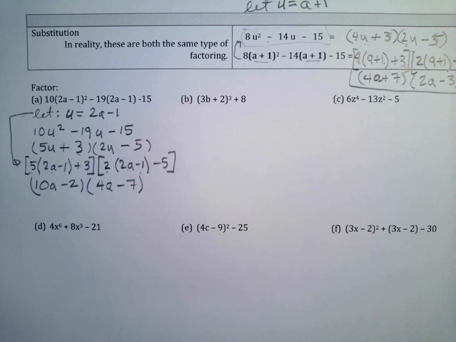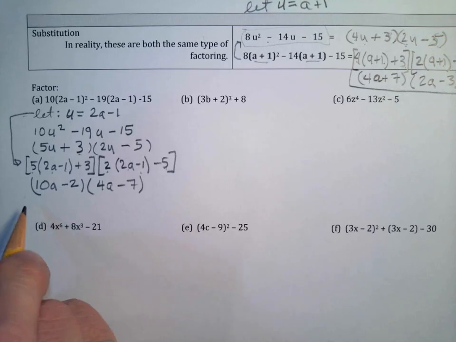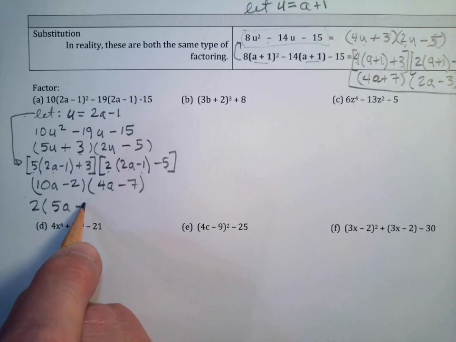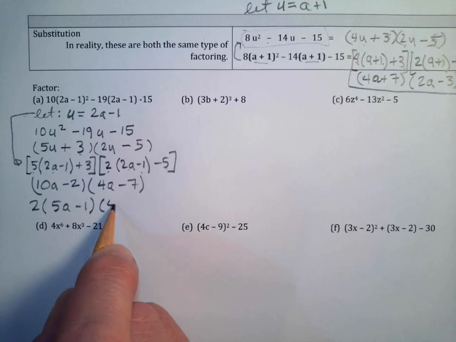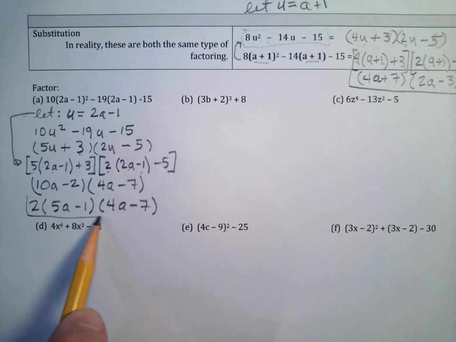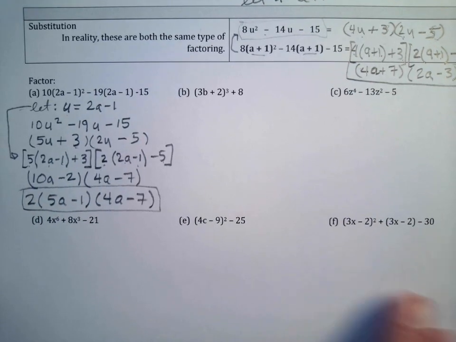All right, now this is almost a perfect answer, except in one of my binomials, I end up with a common factor. So we want to factor a 2 out of that. That's 5a minus 1. And this one we leave like it is. Okay, so that is our answer for that one. All right, next one.